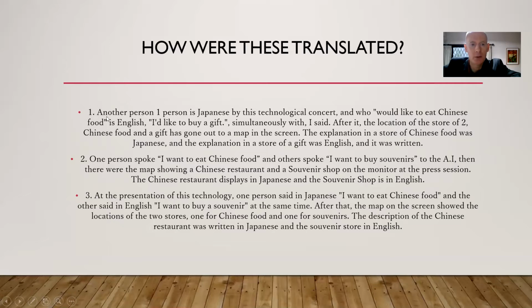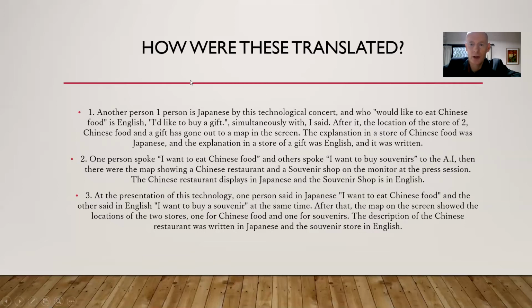So as an example, "one person is Japanese by this technological concert." So already we can see that this is a kind of word salad. "One person spoke, I want to eat Chinese food, and others spoke, I want to buy souvenirs to the AI."